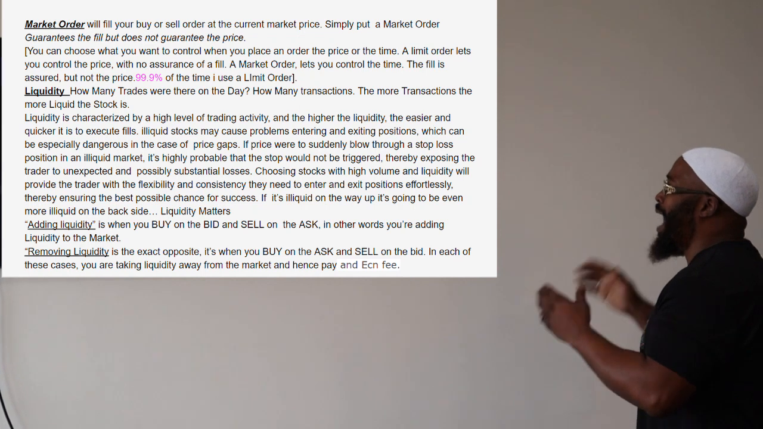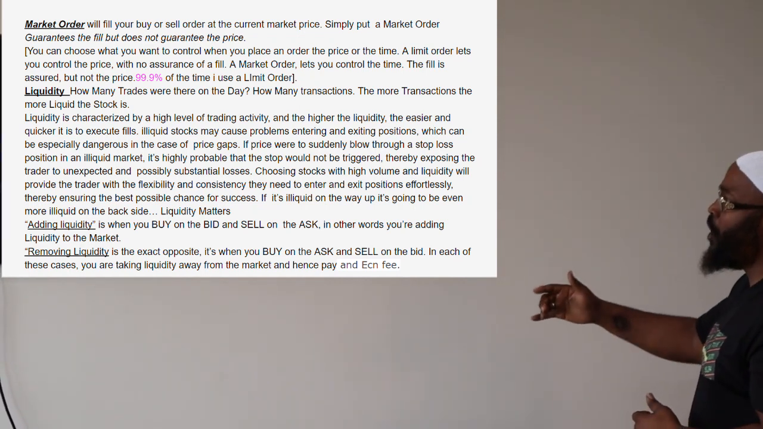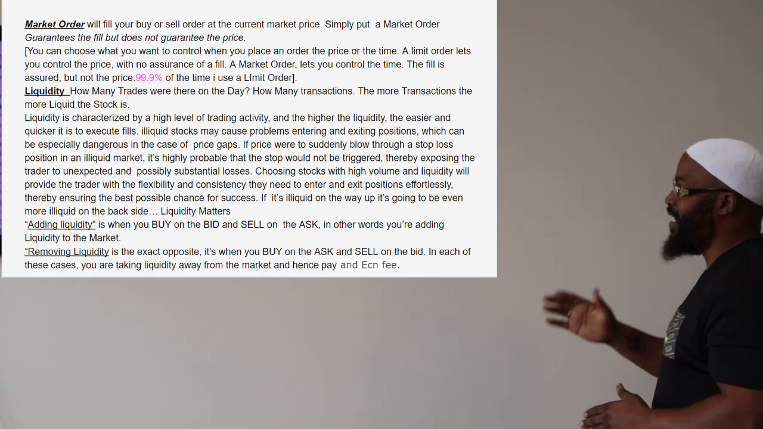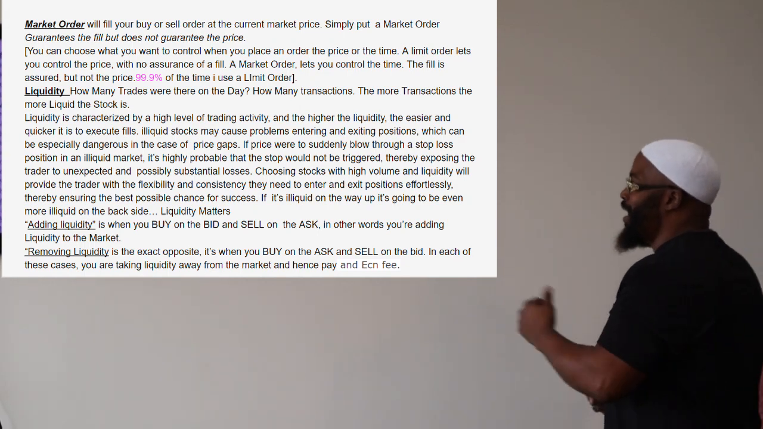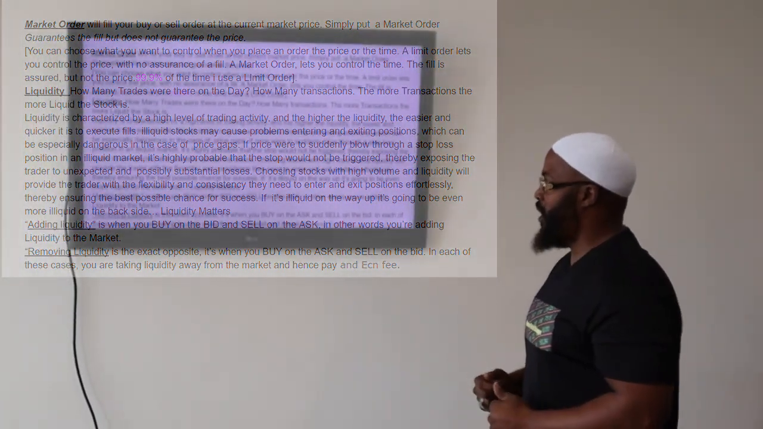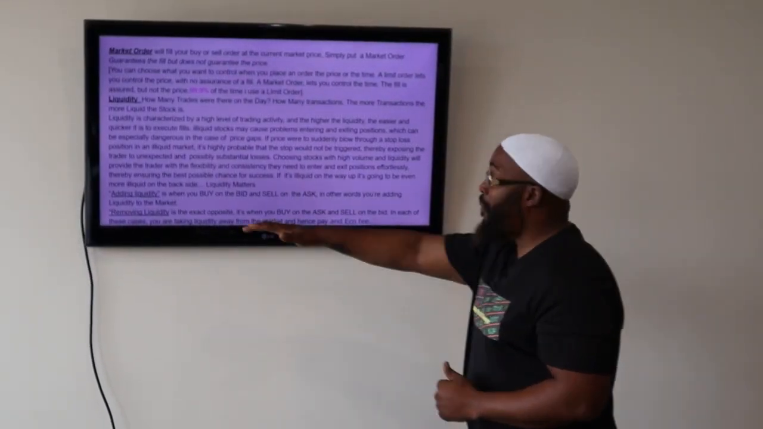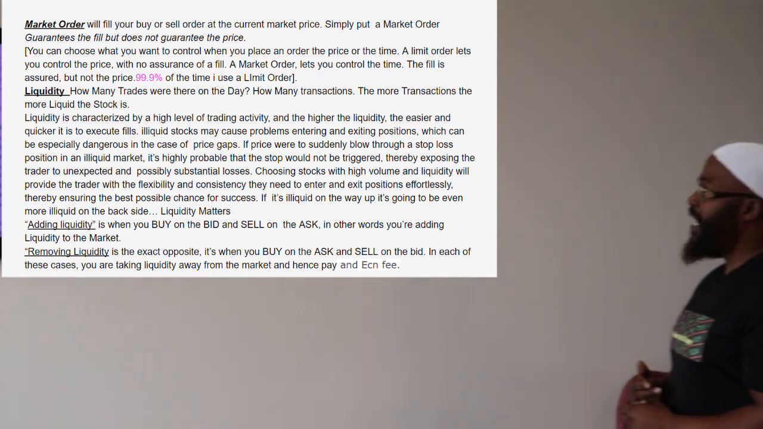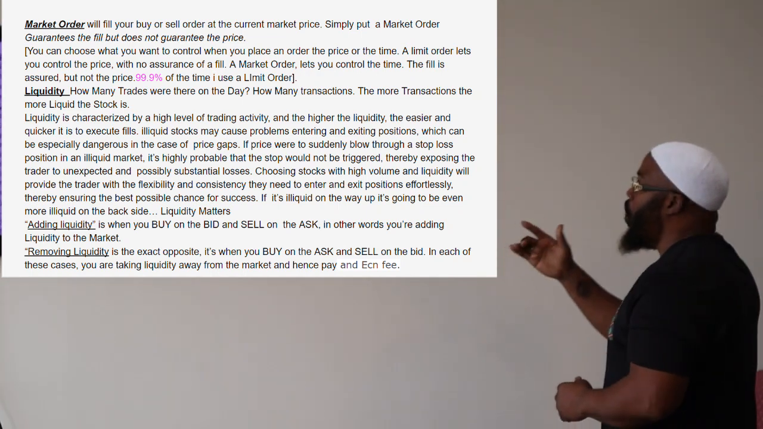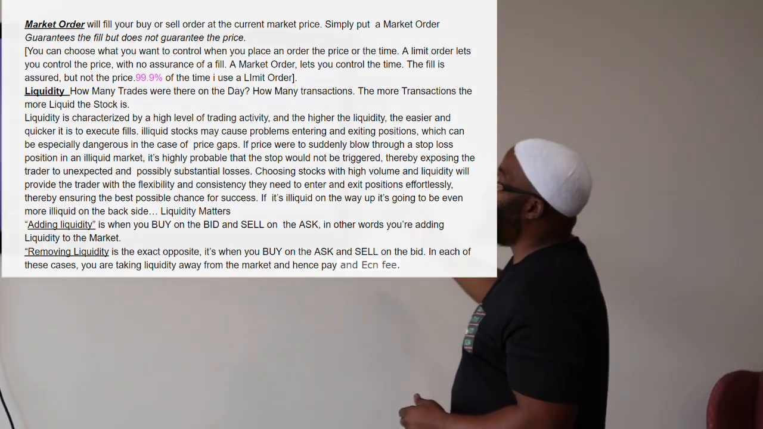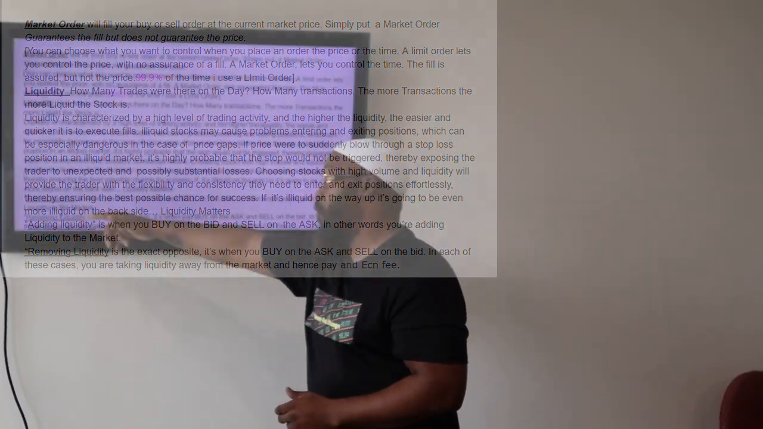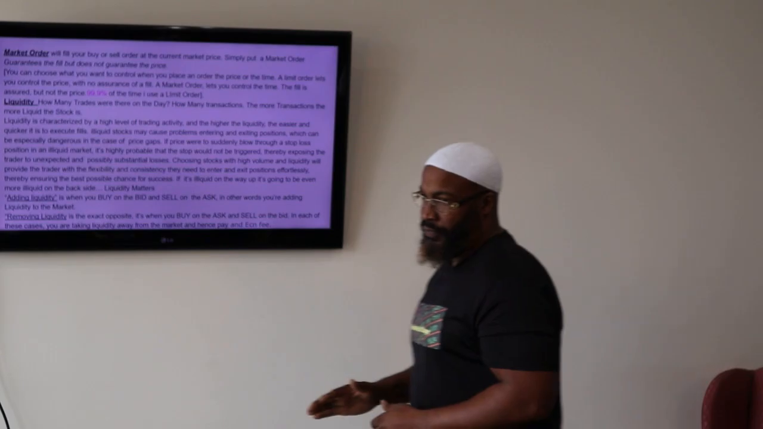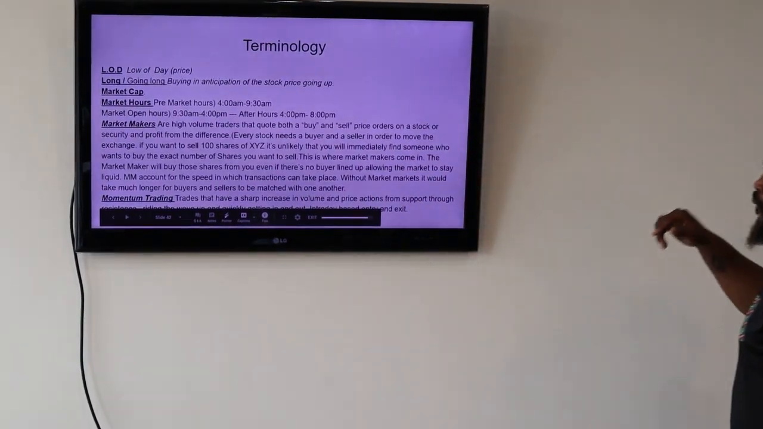Choosing stocks with high volume and liquidity will provide the trader the flexibility and consistency that you will need to enter and exit positions effortlessly, okay? Thereby ensuring the best possible chance for success. If it's illiquid on the way up, it's going to be even more illiquid on the way down. So liquidity matters. We use it frequently.